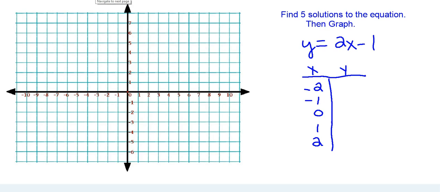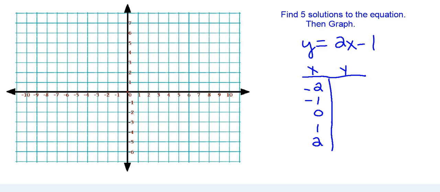This is how you graph a line from an equation. The first thing we need to do is make sure that our equation is in slope-intercept form, and the equation is y equals 2x minus 1, so it is in slope-intercept form. This question asks us to find 5 solutions to the equation and then graph.